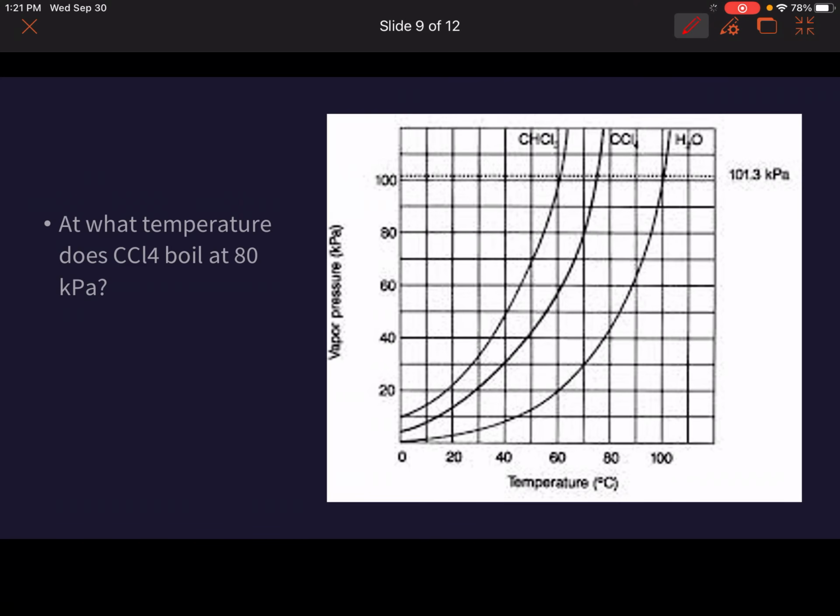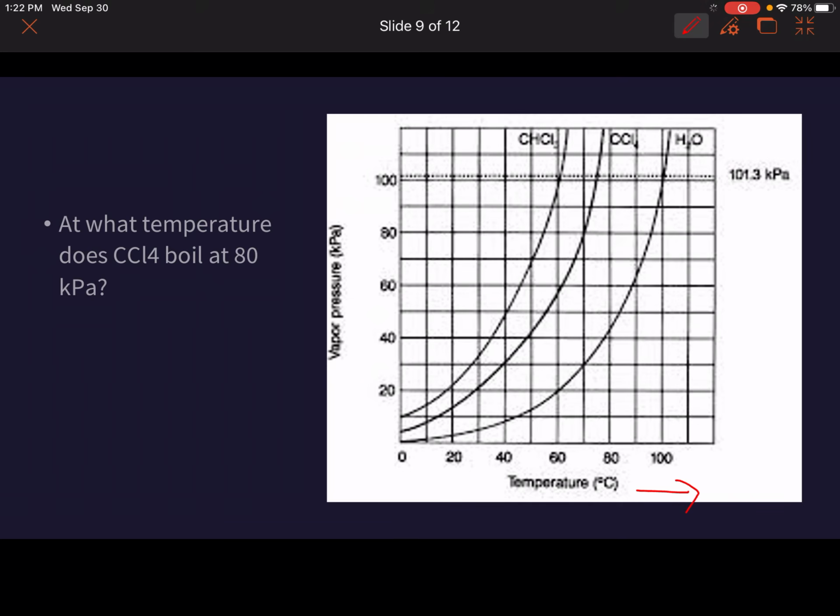Okay, now we also have calculation questions to do with this. So we're going to be reading the graph here. So we've got CHCl3, CCl4, and water. I know those are a little hard to see on the PowerPoint here. So this is a vapor pressure curve. So it's the pressure of the vapor as a function of the temperature here. So we can see that as the temperature is increasing along the x-axis, our vapor pressures are also increasing. And we've already talked about that before, how they're directly related to each other.